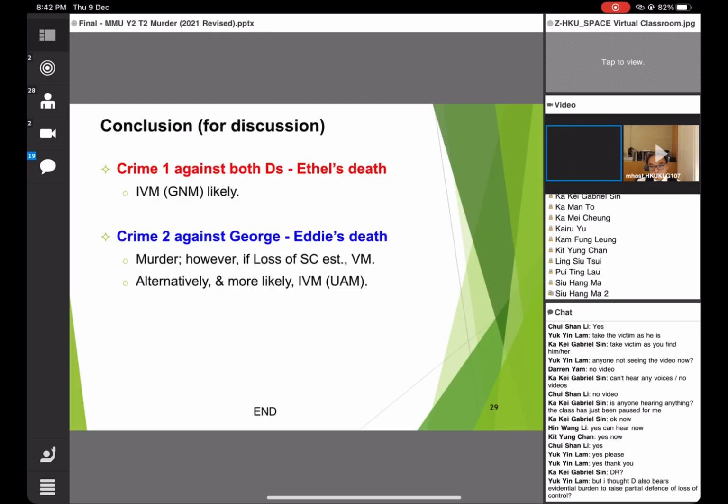So conclusion, let us wrap that up. For crime number 1 against both the defendants, George and Mildred, about Evel's death, it is going to be likely to be GNM, gross negligent manslaughter. For the case of George stamping onto Eddie's head that led to Eddie's death, prosecution might press for murder. However, if your argument can lead you to a loss of self-control, okay, it will be voluntary manslaughter. And if that is not established with the 4 limbs that we've just covered, it is very likely that George will be landed with the involuntary manslaughter of the unlawful act manslaughter.